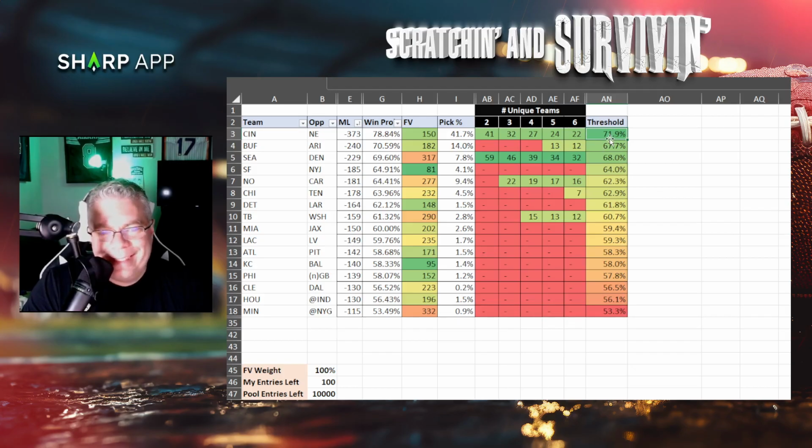So this is not taking future value into account. What this is saying is you should only go against Cincinnati if you could find a team that has a 72% chance to win or better. Again, this is not taking future value into account. Now, we don't have any teams with a 72% or better win percentage as of right now.